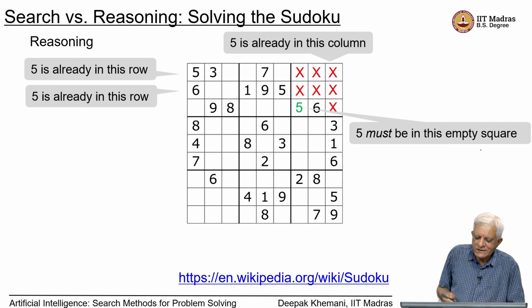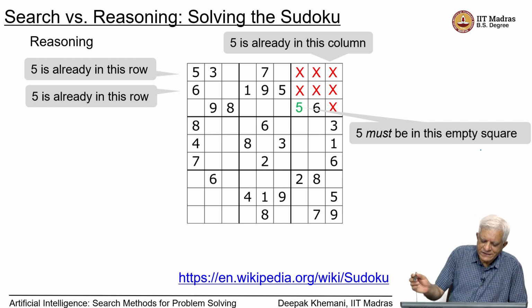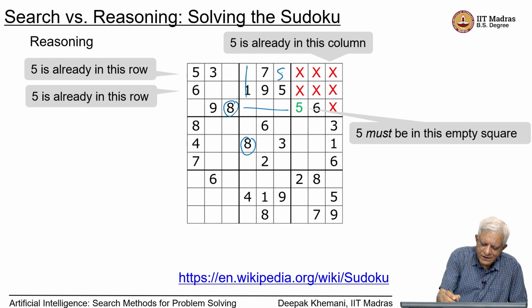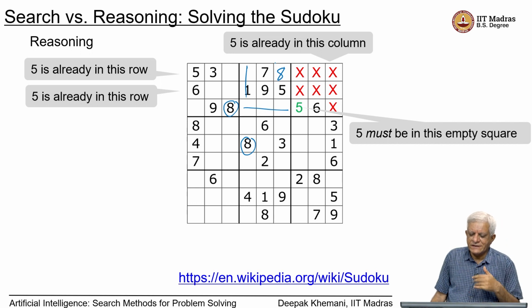So, we can do this sort of a thing again and again. So, we can see for example, here that 8 cannot be here, and because 8 is here, it cannot be here. So, there is only one place left for 8, and we can write it there. So, this kind of reasoning we can do.